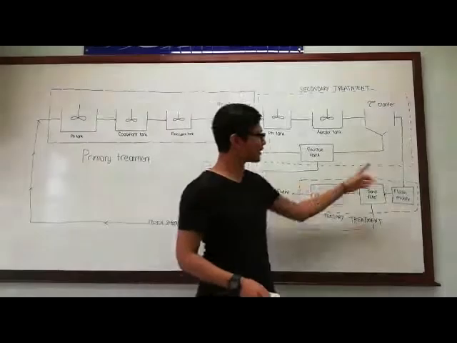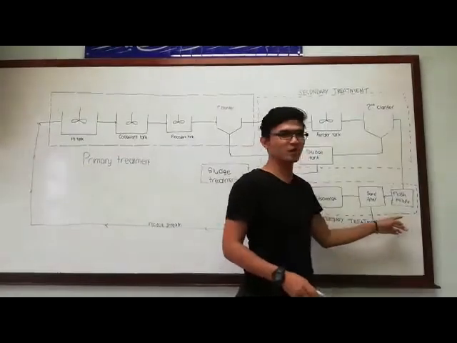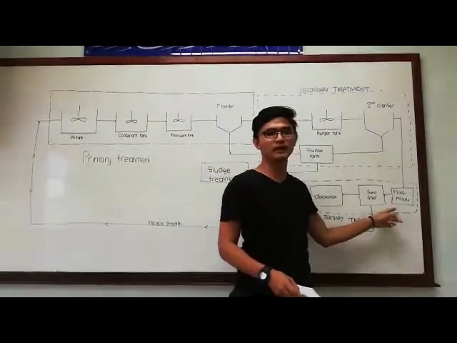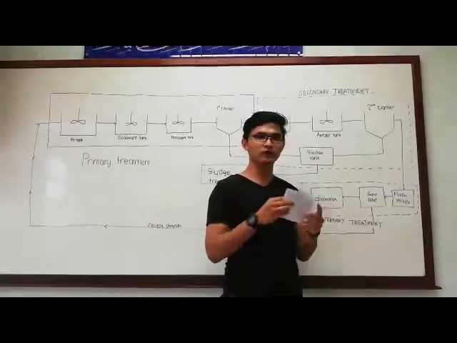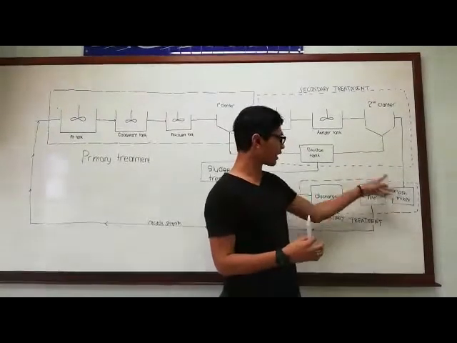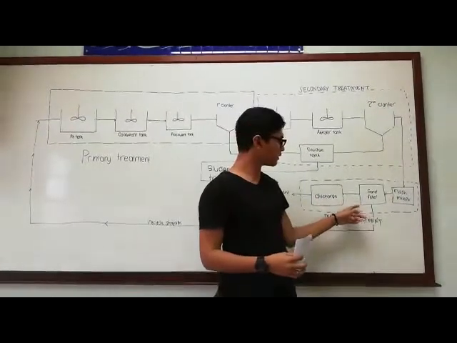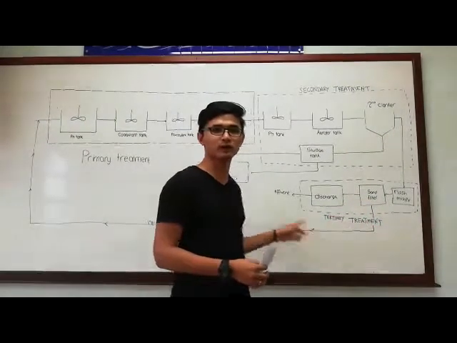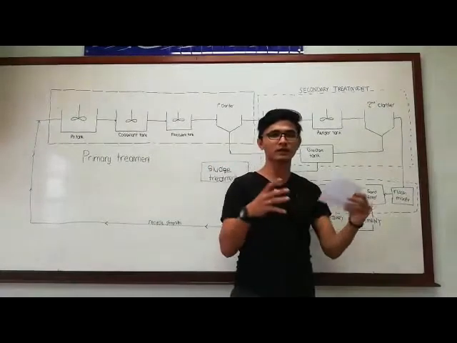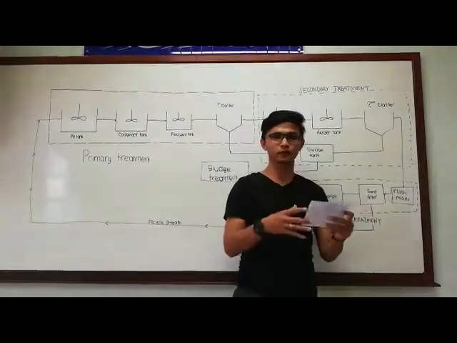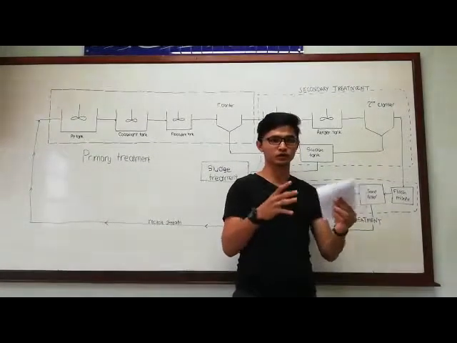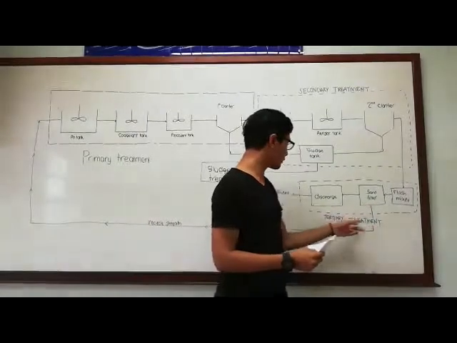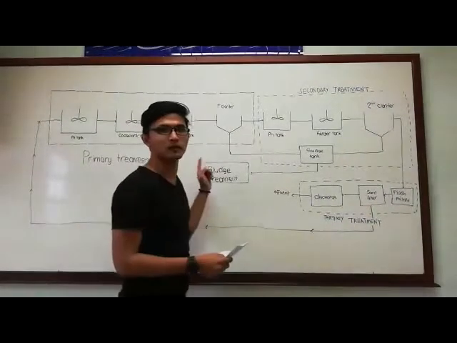Okay, in the flash mixer, which uses the same concept as the flocculant tank, alum will be added so that it will produce a flock. The flock will be trapped in the sand filter, and the sand filter will be backwashed every 24 hours to the primary treatment, because the flock trapped in the sand will cause clogging. So every 24 hours, it will get washed to the primary treatment.